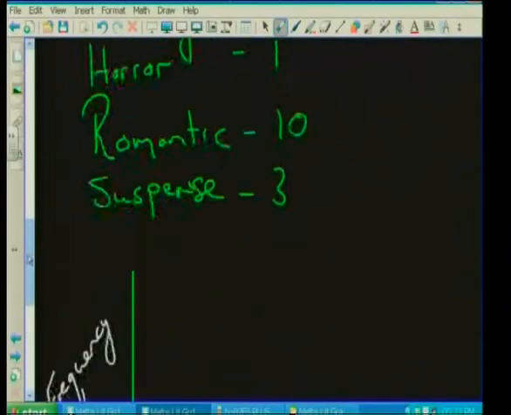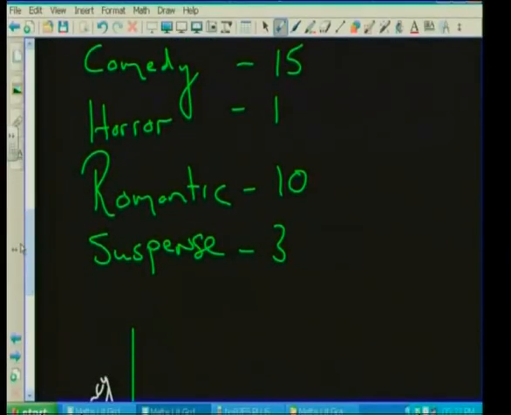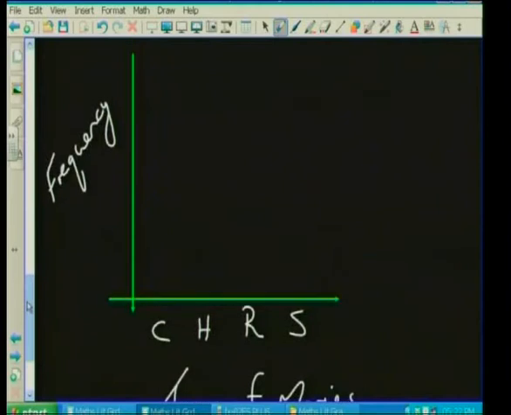Okay? Now, my frequency, what's the highest number I need? I need 15. So let's draw that in here. I'm going to say here I've got 5. Over here I've got 10. And finally over there I've got 15.